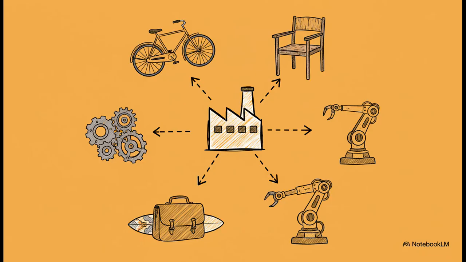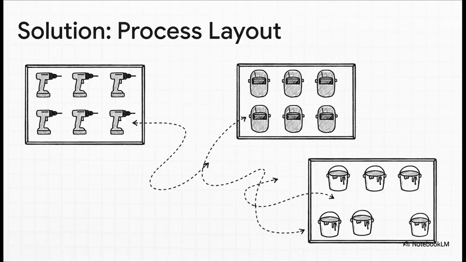But what if you're facing the complete opposite problem? You're not making a million identical things. Instead, you're running a custom workshop where every job that comes through the door is different from the last. How do you handle that? For that, you need something totally different, a process layout. Here, instead of a line, you group similar equipment and skills together. So all the drilling machines are in one area, all the welding stations are in another.